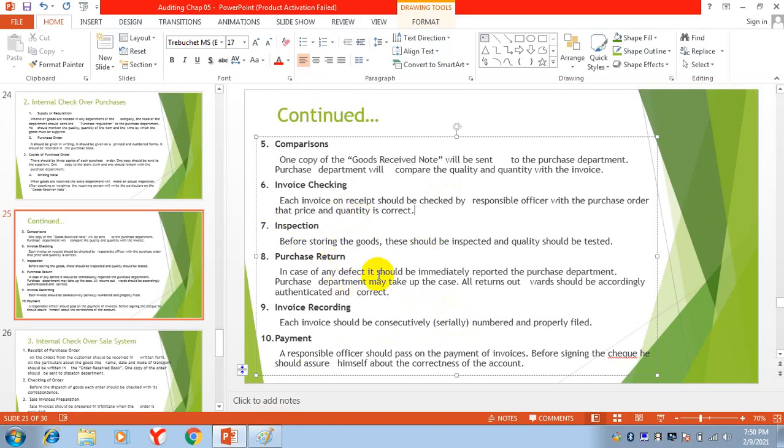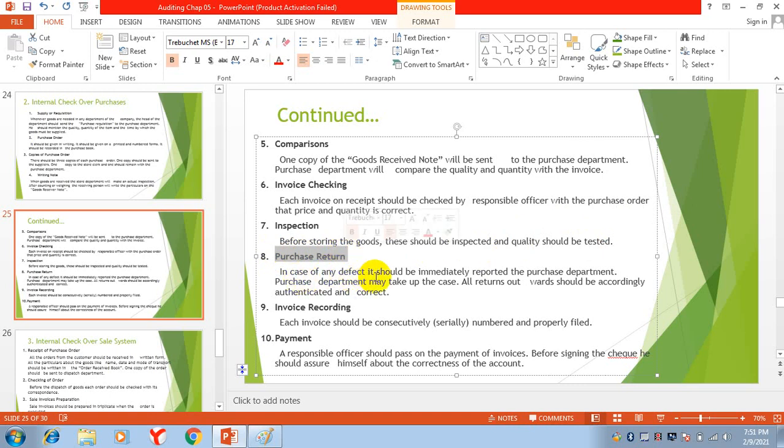Inspection. Before storing the goods, these should be inspected and quality should be tested. We will inspect it; it is also a must. When goods come to the purchase department, the purchase department will send them to the store department. In the store, the responsible person will inspect whether the quality is according to what we mentioned, and test whether the goods are in working condition or not. If goods are not in working condition, then we move to the next step, purchase return.